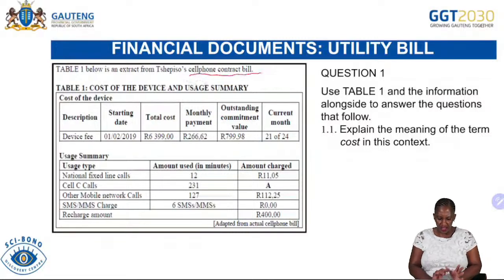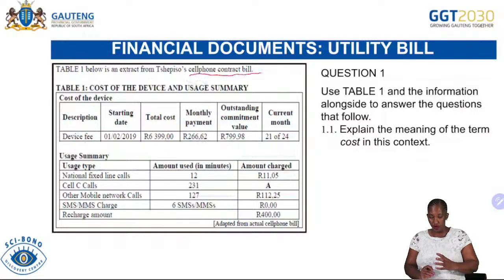And then the device they bought, it's a contract. And then what are they charging for? The description there is a device fee. And then when did they start? The contract started on the 1st of February 2019, and the total cost of the contract is 6,399, and then the monthly payment is 266 rand 62 cent, and then the outstanding commitment value is 799 rand 98.